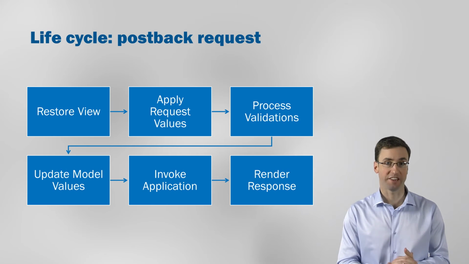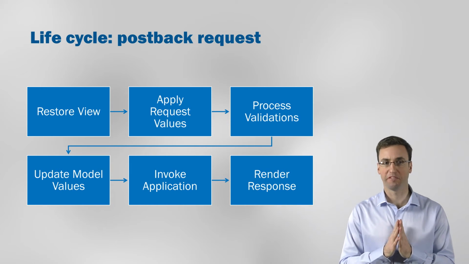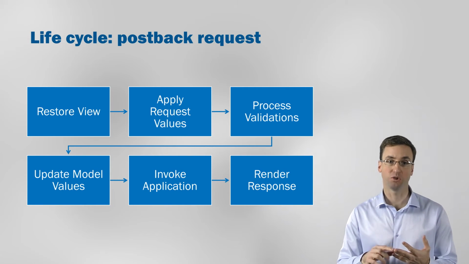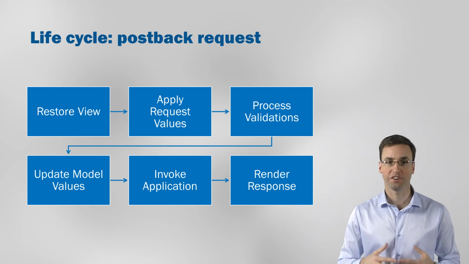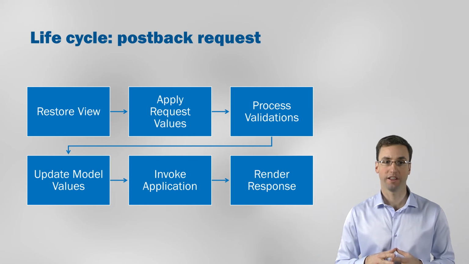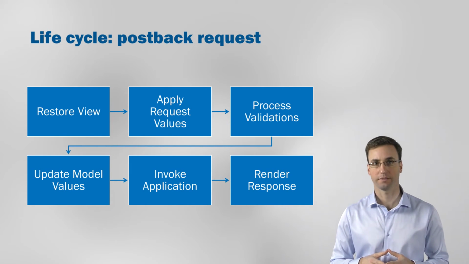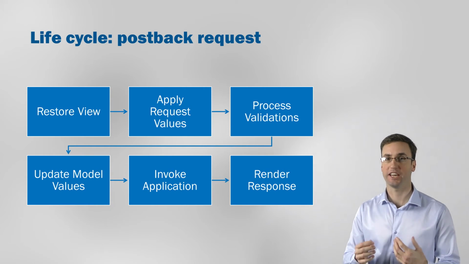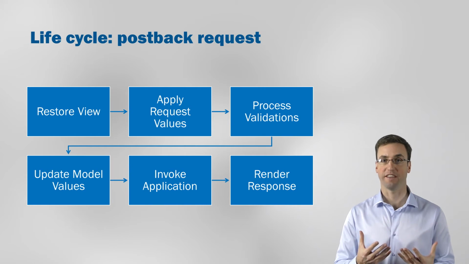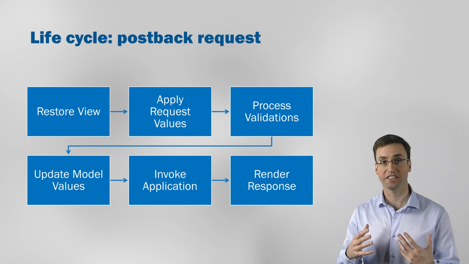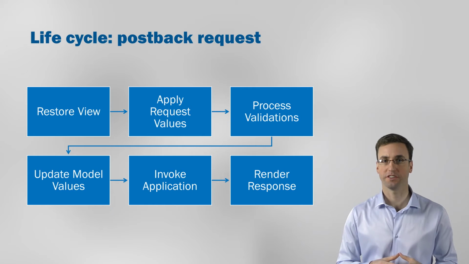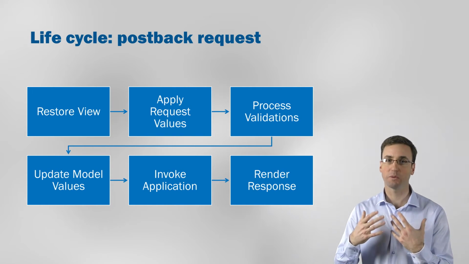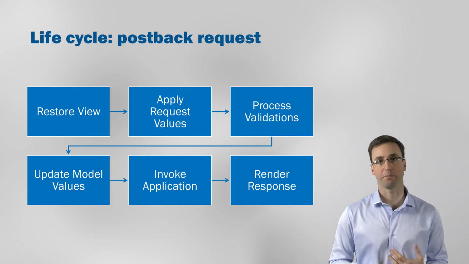Next is process validations. JSF will perform all validation checks. If something went wrong, then the application will jump right to the render response to tell the user that an error occurred, that something they entered was invalid or missing. Now, at this point, the data has been loaded and JSF has verified that it is valid. So JSF can now update the model values. The values are written back to the backing bean. So in other words, this is where Java Server Faces calls the setters on your backing bean.